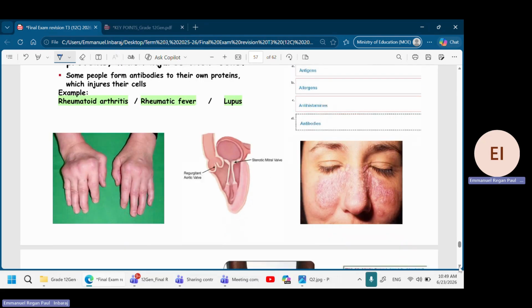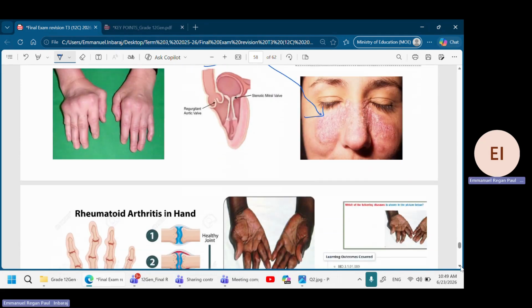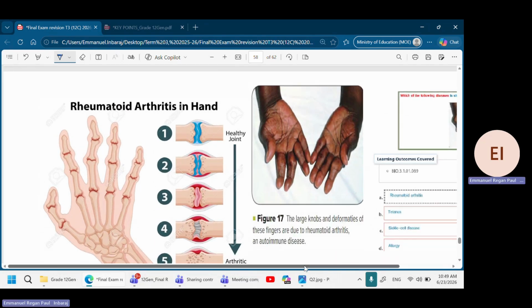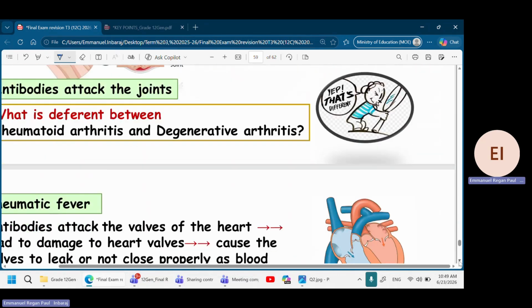See, the first picture is rheumatoid arthritis. This is valves of the heart, so this is rheumatic fever. And this is on the skin, so this is lupus. This is an example of lupus. You can see the question that they asked in the past. You see, the question is here. Which of the following diseases is shown in the picture below? What is the disease? Rheumatoid arthritis. Don't forget, it's easy to score marks from this.